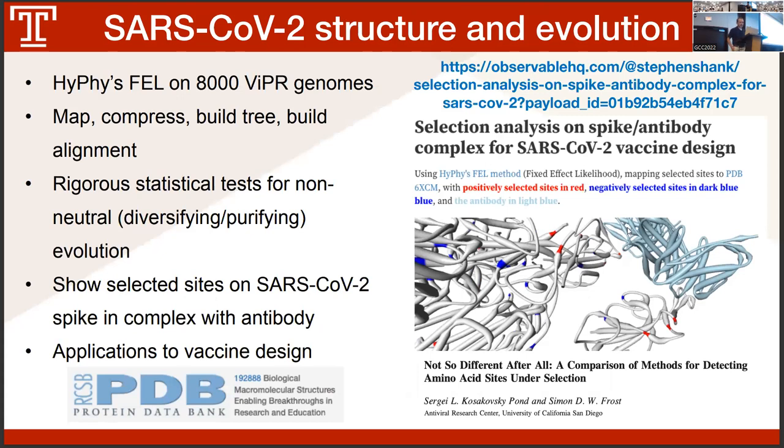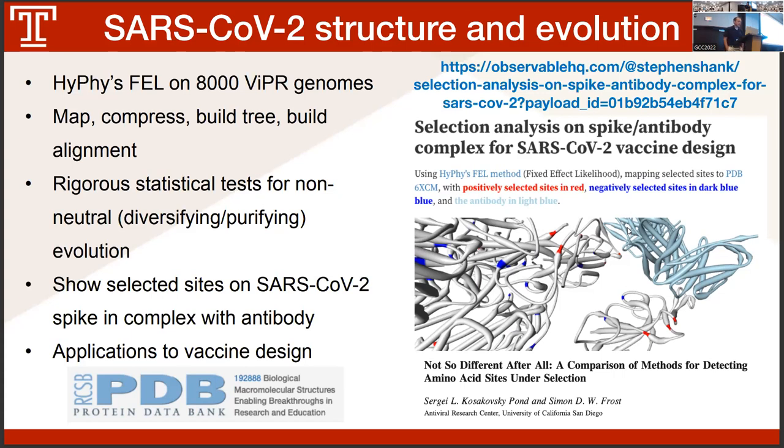And then as another example, this is SARS-CoV-2 structure and evolution. This is the HyPhy fixed effects likelihood method run on 8,000 genomes from the ViPR project, the Virus Pathogen Resource database. We do it all in Galaxy. We map these to a reference, compress them down to extract out a few based on diversity and phylogenetic clustering. We build trees, build alignments, and do statistical tests for either positive or negative selection.